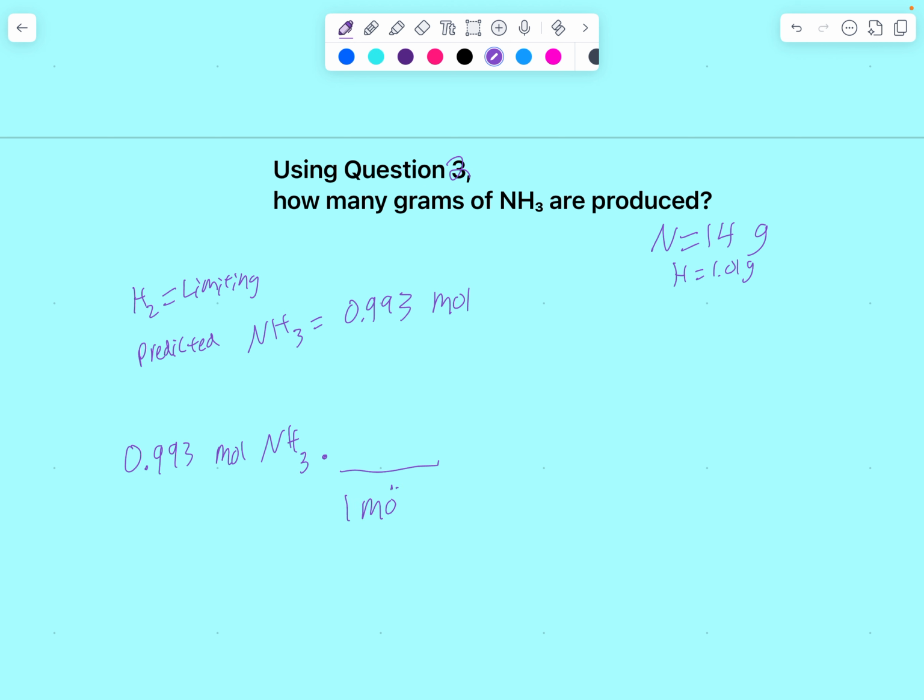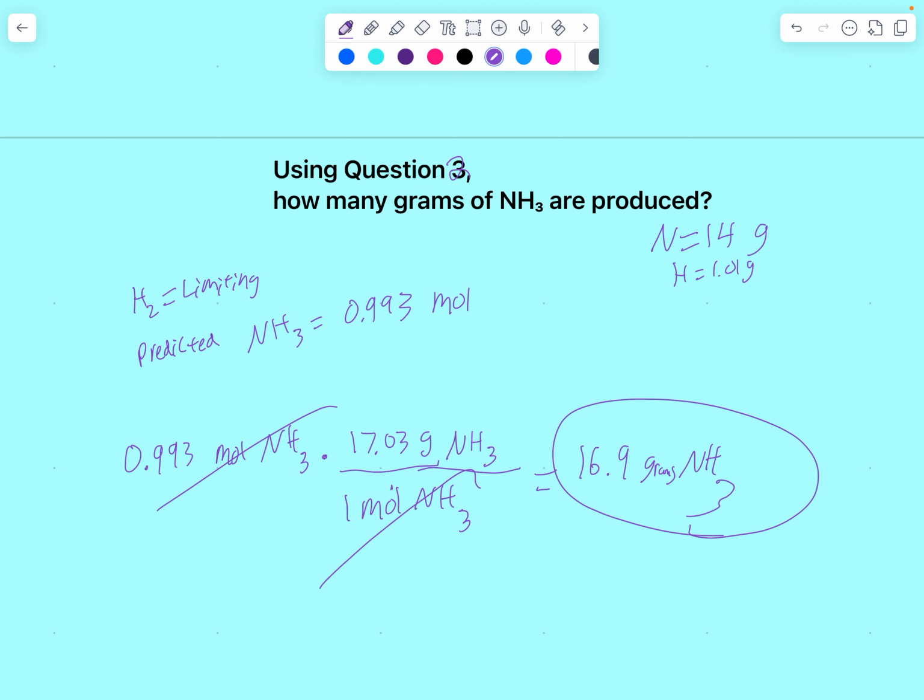So I'm going to keep that in mind. I have 1 mole of NH3. For every 1 mole of NH3, I have 17.03 grams of NH3. And when I multiply the numerators, I'm going to get 16.9 grams of NH3. And guess what? I got rid of the moles of NH3. I gave the problem what they wanted. Just watch those units and I promise you'll get to the right answer. Final product amounts always come from the limiting reactant.